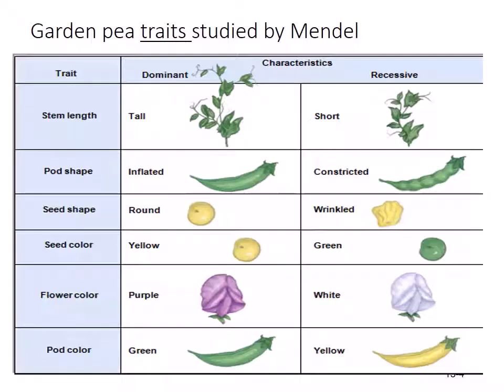I don't expect you to memorize the traits that Mendel looked at, but I just want you to look at them and appreciate it. Like the traits were either tall or short, or inflated or constricted pods. There was no in between there. So he picked good characteristics to look at.